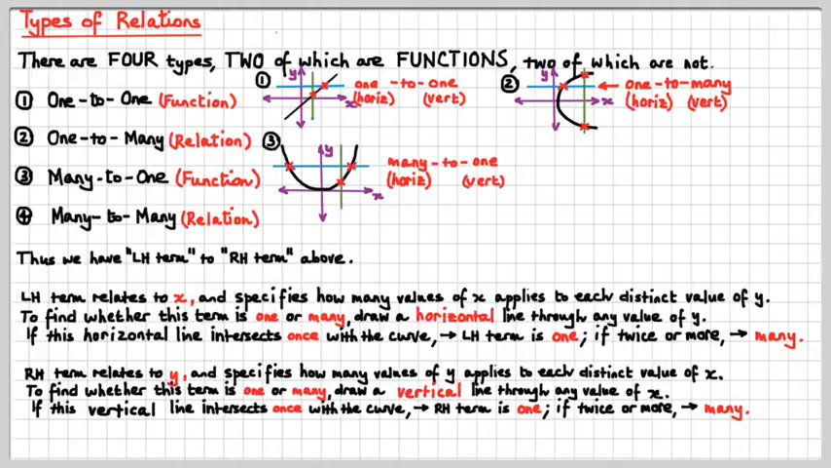Right, that's an example of number 3. Now, let's do the test, the horizontal line test. The blue line gets us 2 intersections, so on that side of the expression we've got many. Now let's do the vertical line test here, the green line. Yes, that only intersects once. So yes, that is a function, isn't it?